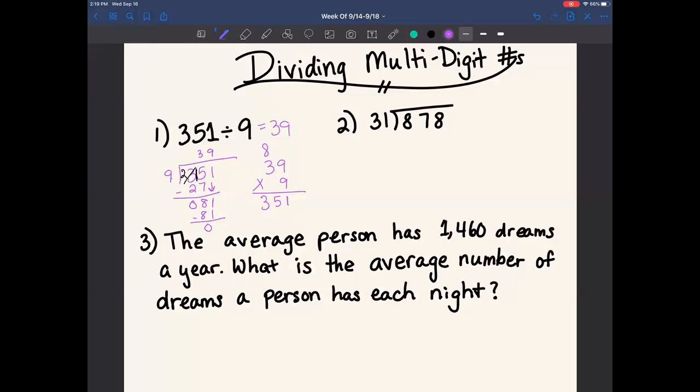So the next one, now we have 878 divided by 31. So first off, can 31 ever be multiplied to equal 8? No. I see Chanel shaking her head. No, right? Never, ever. So I need to look at my 87. Now, 31 is not on my multiplication table, right? So I need to try and figure this out.